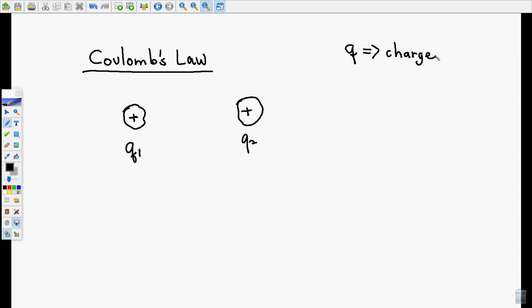We've already established that like charges repel. And it's a third law action-reaction pair. We know that Q2 is going to push Q1 over to the left, and Q1 is going to push Q2 over to the right.